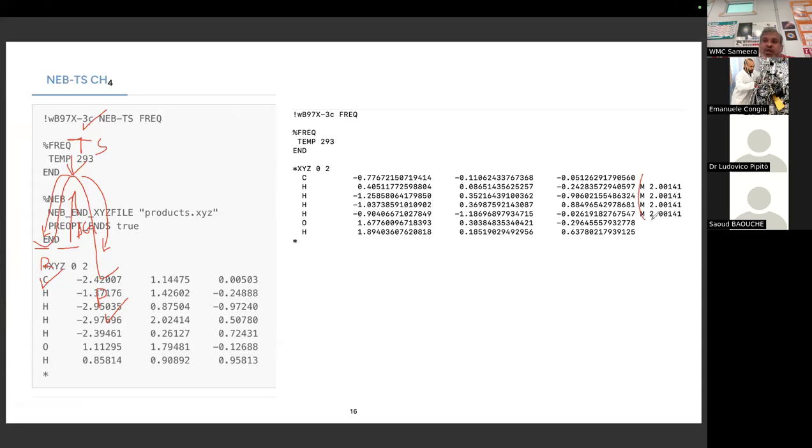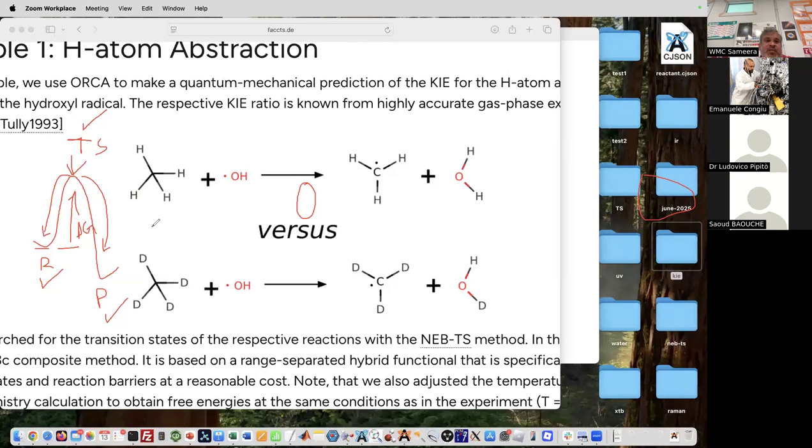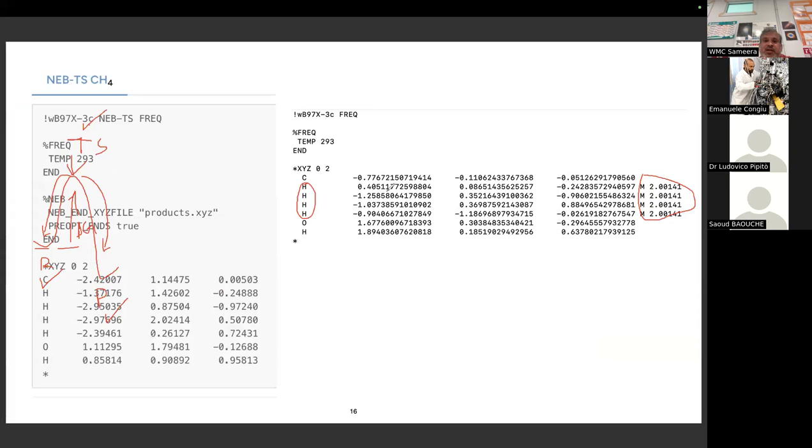But you must change the mass of the hydrogen. You can simply put the isotope here, and then Gaussian works with the isotopes for these 4 atoms. So start from the optimized structure of the transition state, reactant or the product, and then simply replace these by the isotopes.